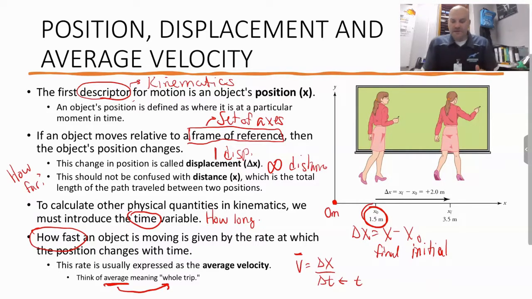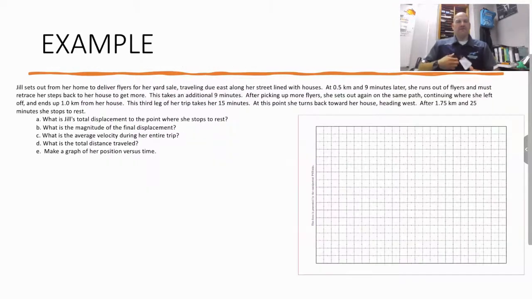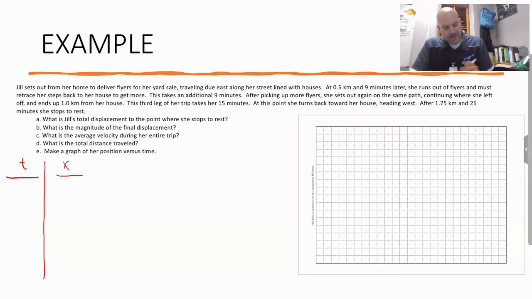Now let's look at an example problem centered around these descriptors. You can read it: Jill is at home delivering flyers. It takes her some time to deliver these, and she moves around. When you have something like this, let's create a chart, because the chart will help us with the last part of making her graph of position versus time. So time, and her position.